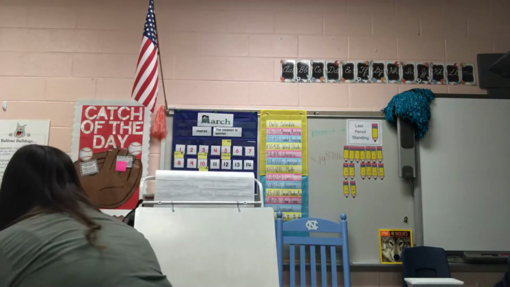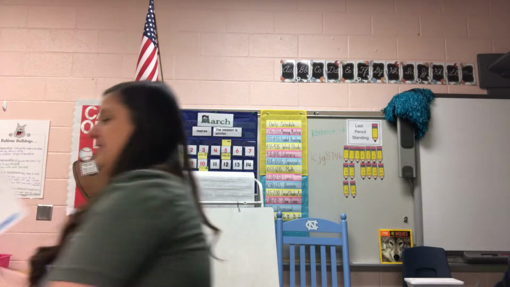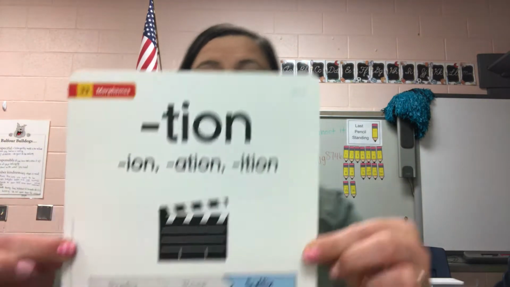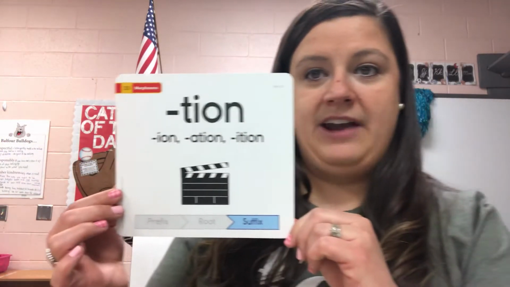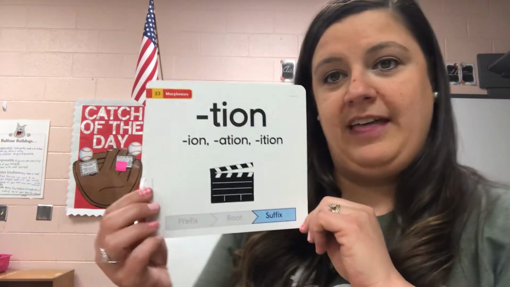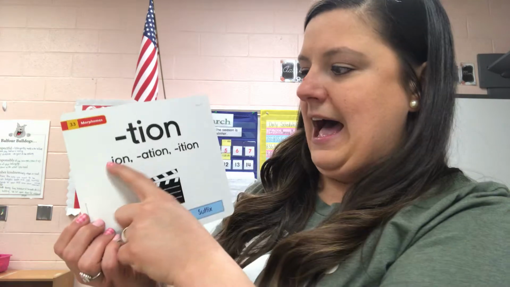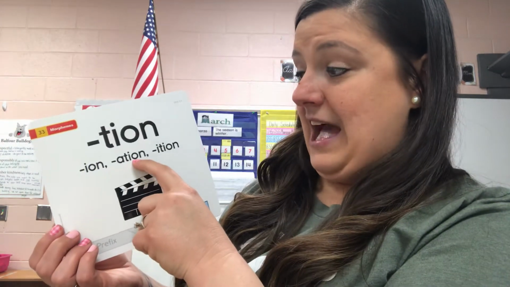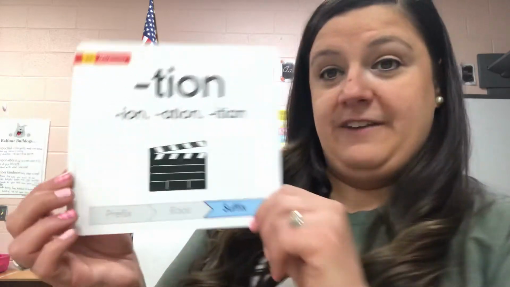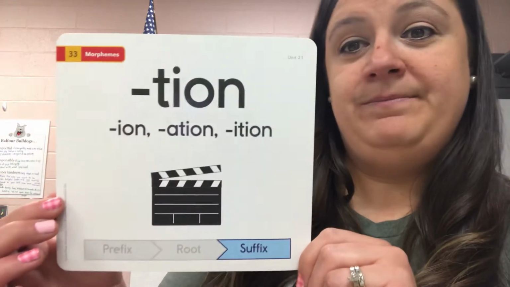So, real quick, we're going to go over a couple different spelling patterns that you will see in your words this week. The first one we're going to talk about is shun. You're going to see this spelling pattern in your words this week for Letterland. Shun can be T-I-O-N, I-O-N, A-T-I-O-N, I-T-I-O-N. Those are all the different spellings for shun.